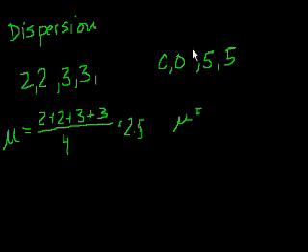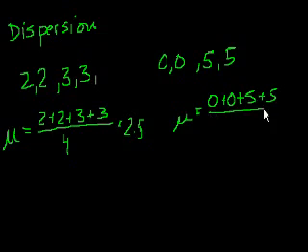Well, this isn't the sample, this is the entire population, and you'll see why I'm making that distinction later. So it'll be 0 plus 0 plus 5 plus 5. Well, that's 10 divided by 4, which is equal to 2.5. So the arithmetic mean of both of these populations is the same number.